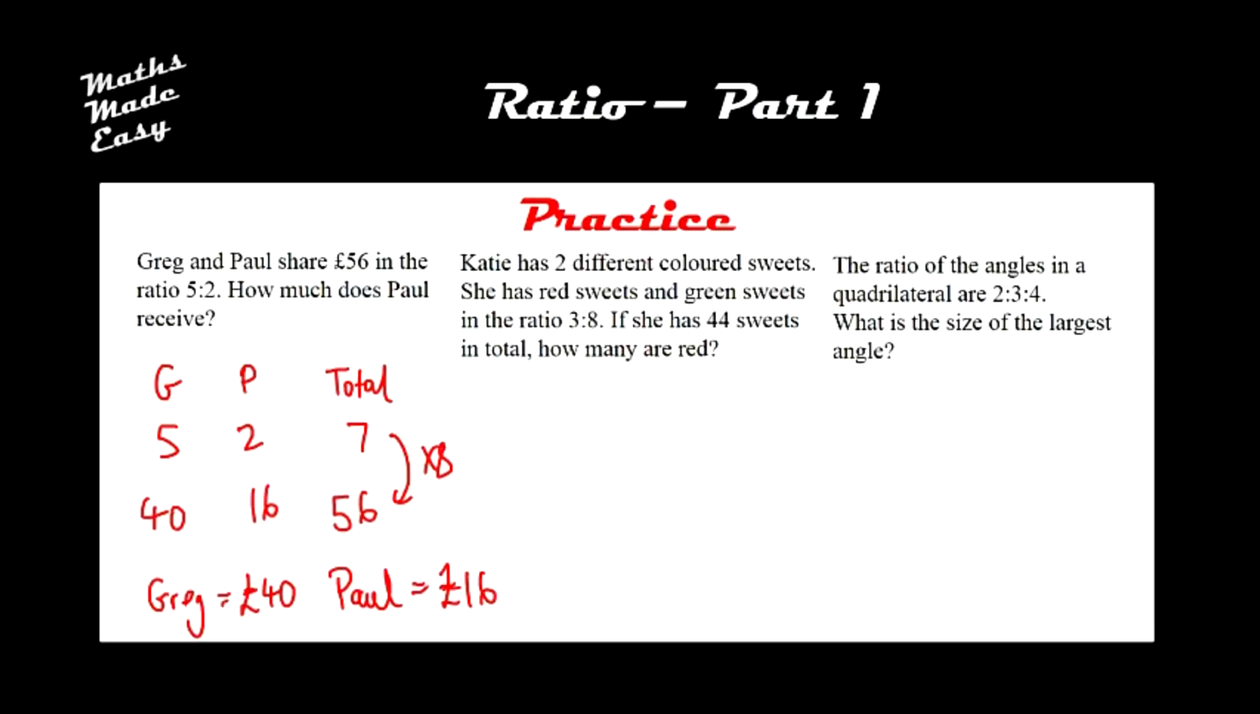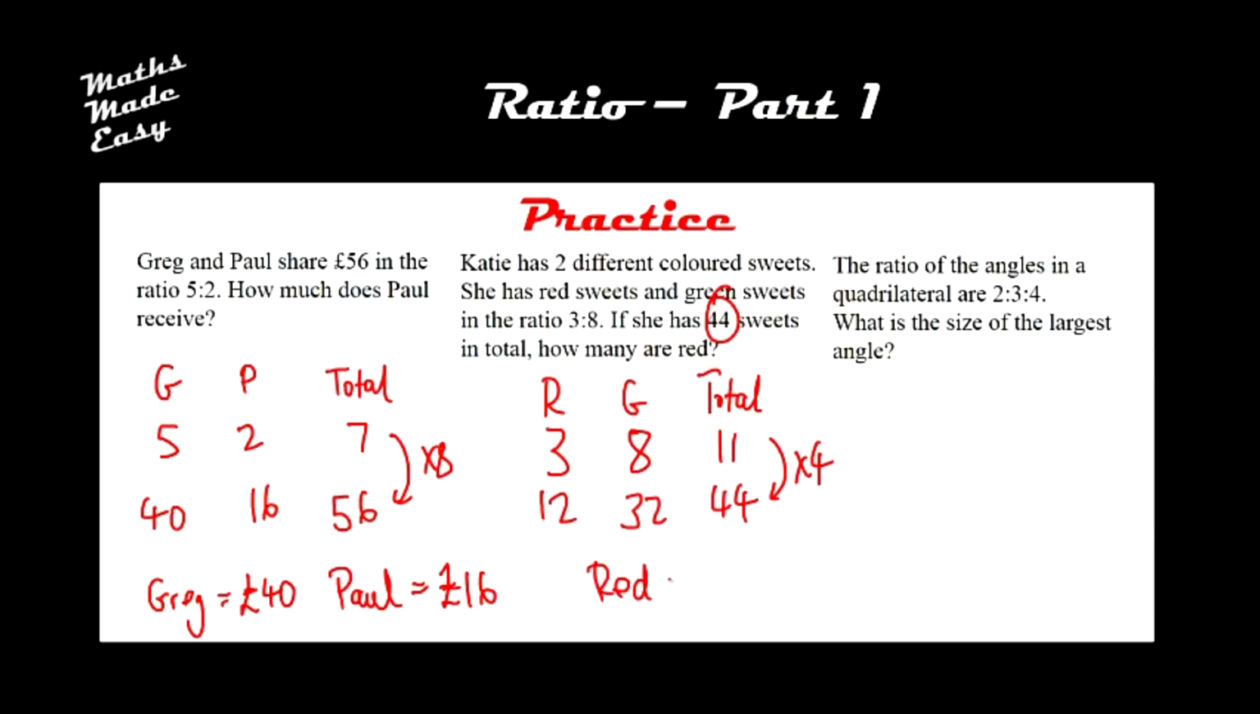This next one, we've got Katie. She's got 2 different coloured sweets, and they are red sweets and green sweets. So we'll have an R for red, a G for green, and total. And the ratio is 3 to 8 this time. 3 add 8 is 11, so there are 11 parts. We've got 44 sweets, so that's the total number of sweets. This time we're timesing by 4. 3 4s are 12, 8 4s are 32, so how many of them are red? Now this time they didn't ask us for how many were green, they just want red. So red, there were in total 12 red sweets.